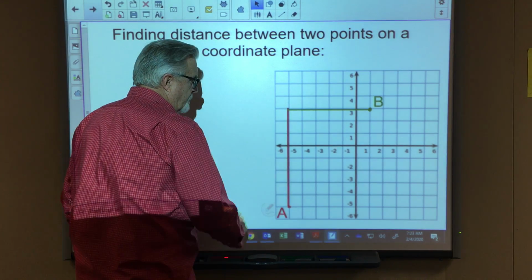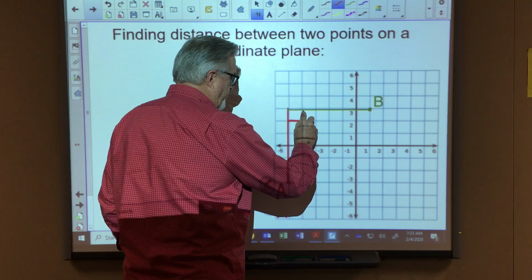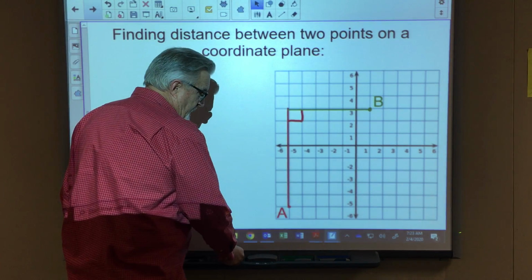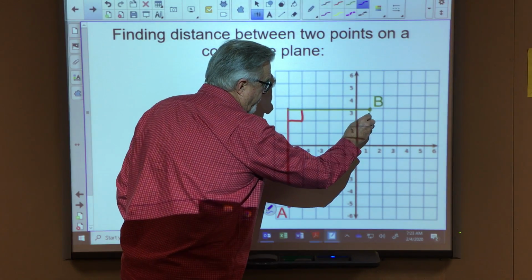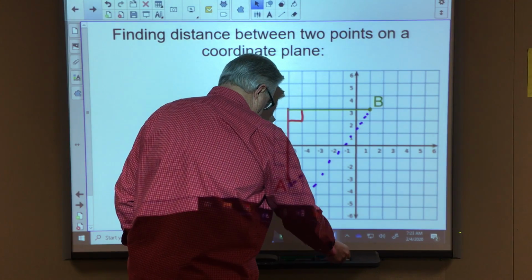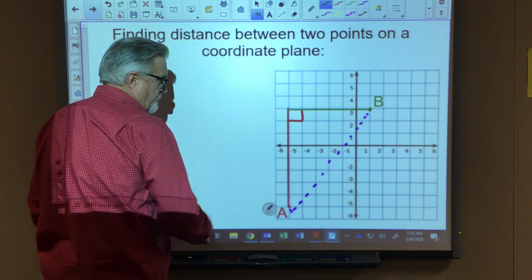If you notice, right here we have formed a right angle. And then the distance between A and B, this distance here, is going to be the hypotenuse. So we just need to figure out our measurements.